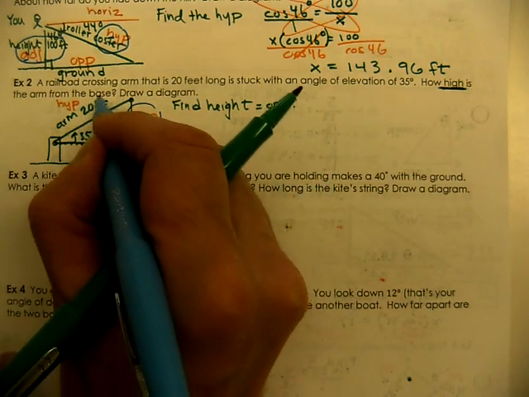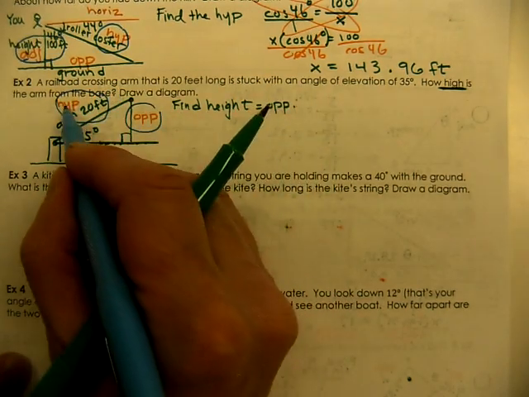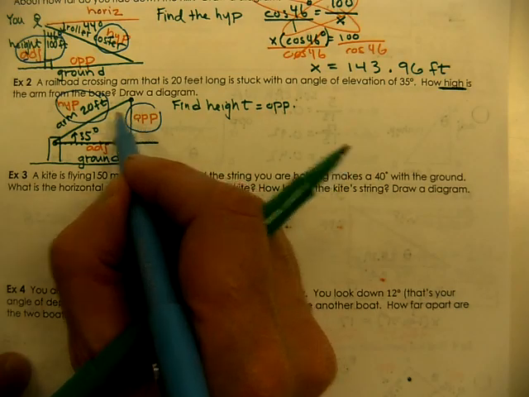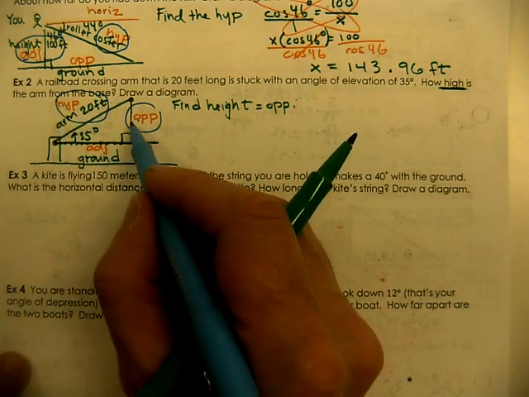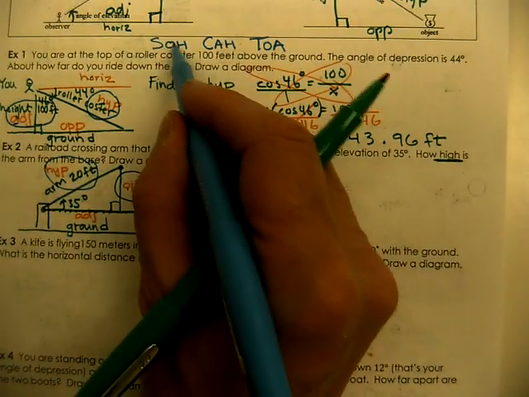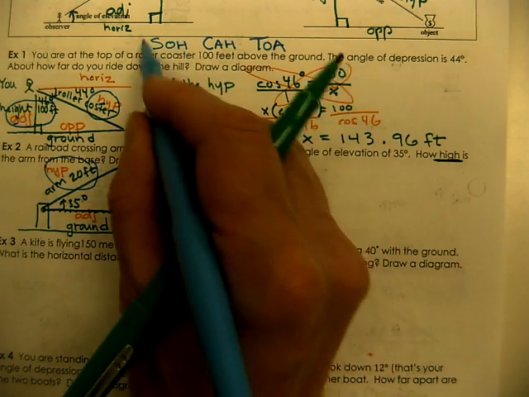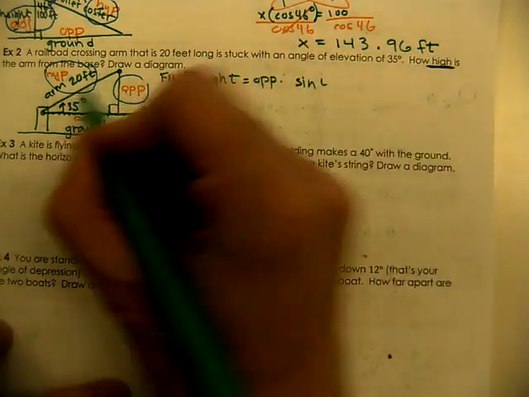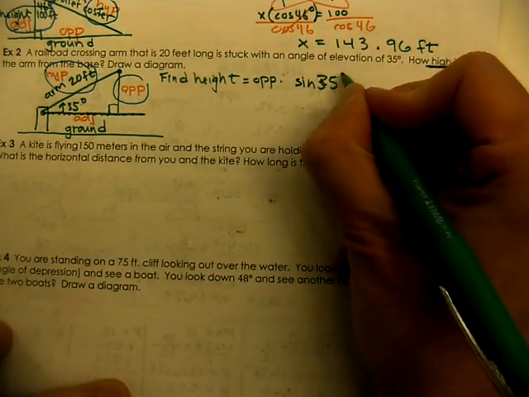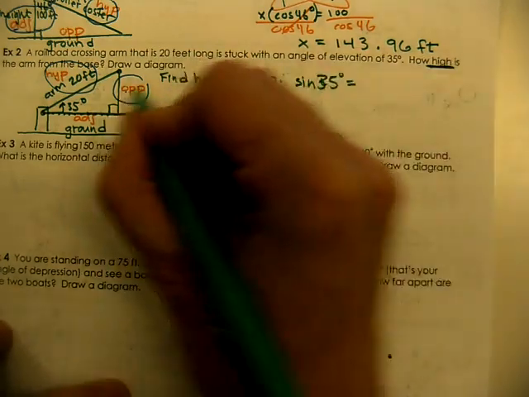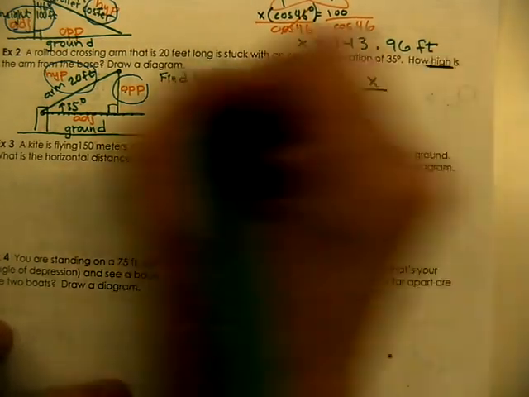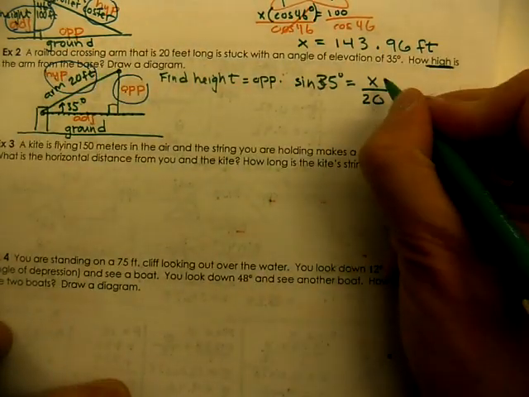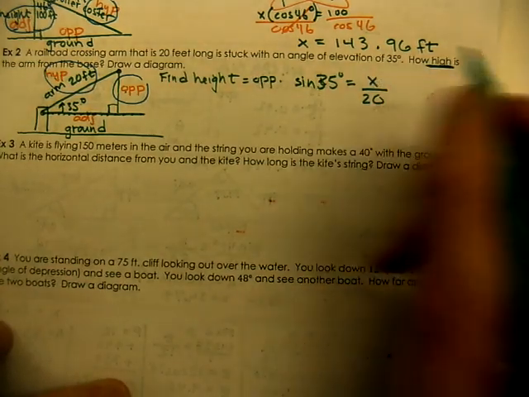We have to use the 20 feet because that's information that's given to us. That'll be the hypotenuse. So we're going to use the opposite side and the hypotenuse together. So that opposite and hypotenuse are the sine ratio. So let's use sine of 35 degrees equals the opposite side over the hypotenuse. Again, I'm just using x for the variable to represent that missing side.